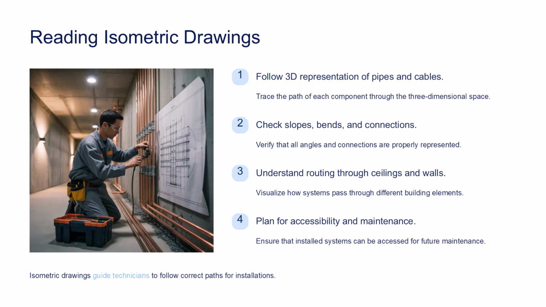Symbols indicate junctions, connections, and flow directions, which must be checked carefully. When technicians read isometric views properly, they reduce errors, save time, and ensure installations are carried out exactly as planned. These drawings become a practical guide for real-world hotel engineering work.